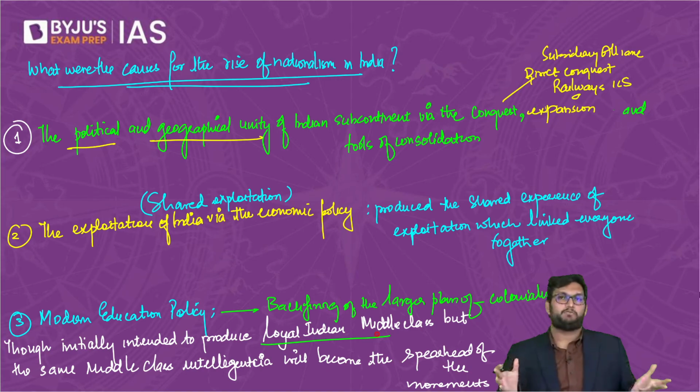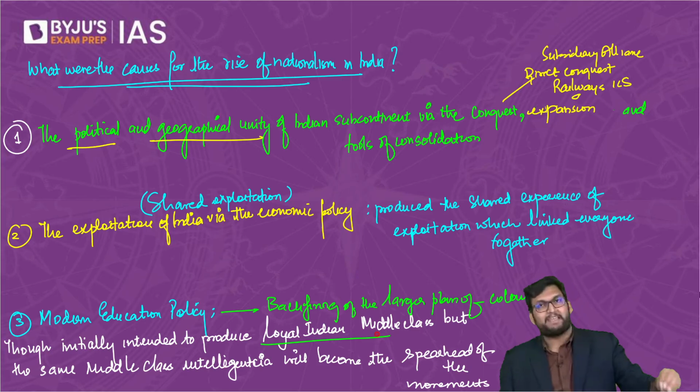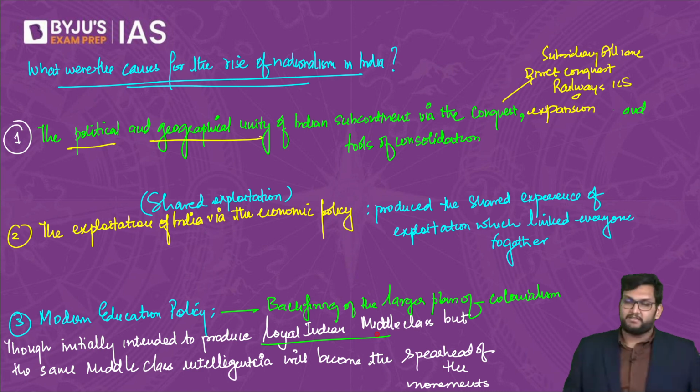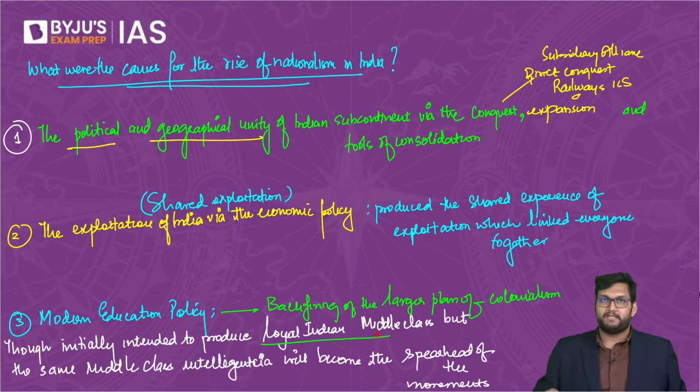It's not a big issue. We've discussed it in modern education policy, that basically the same people who were created to remain loyal to the British will also be the same people who will in turn produce the larger problem of what we call the nationalists. Basically, modern education policy should have produced loyal Indians who think like Britishers, but they also became nationalists in the end.